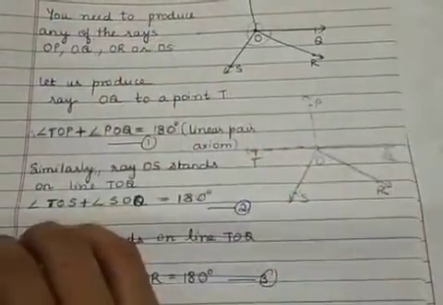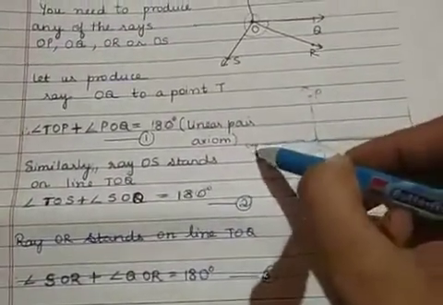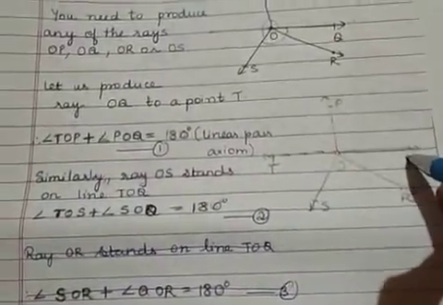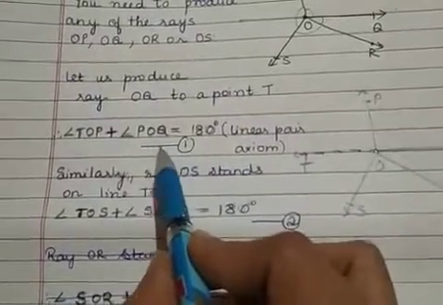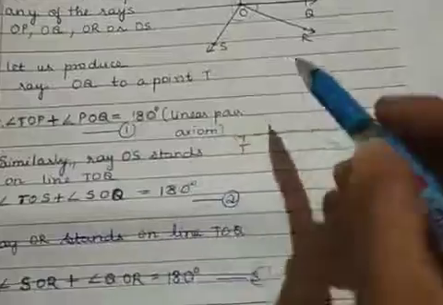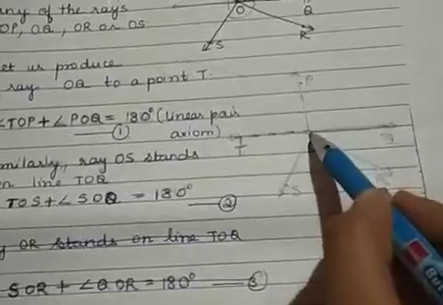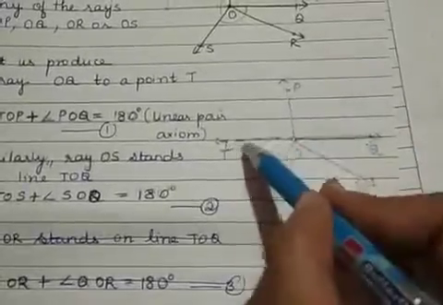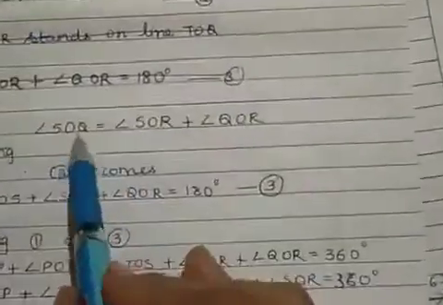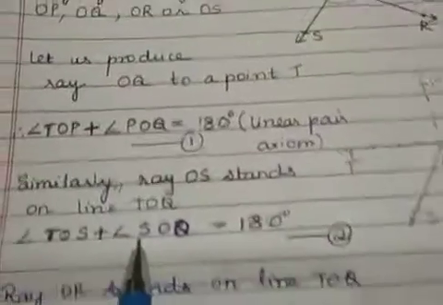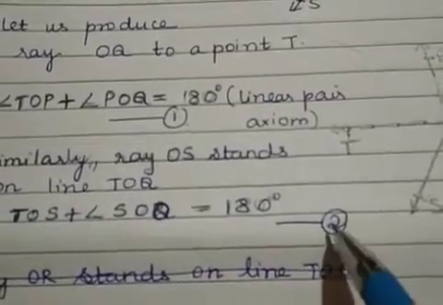So now if I produce OT here, you see that angle TOP plus angle POQ will be 180 degrees by linear pair axiom. Let us number this equation as 1. Now you see that OS stands on TOQ, right? So angle TOS plus angle SOQ will be 180 degrees. Let us number this equation as 2.